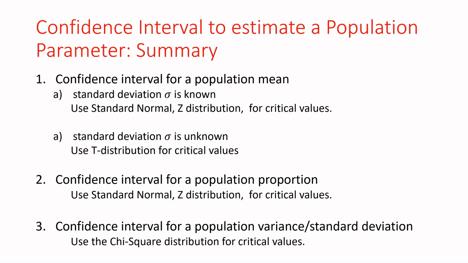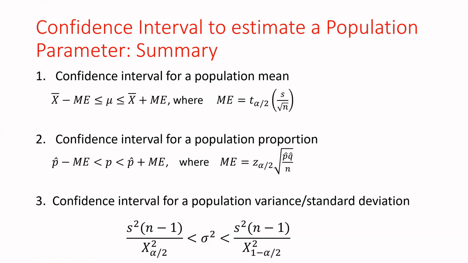Now, once you identified what you're estimating and which distribution to use for critical values, then you will apply a corresponding formula, right? So these are the formulas for estimating confidence intervals. T critical value for estimating population mean when standard deviation is unknown. Z for estimating population proportion, and chi-square for estimating variance or standard deviation.